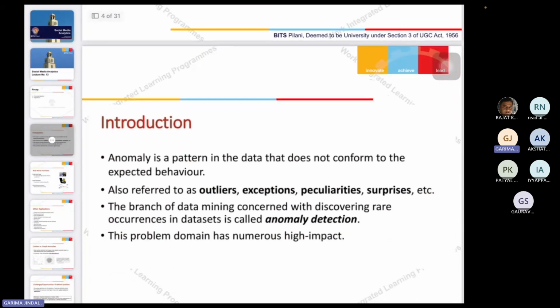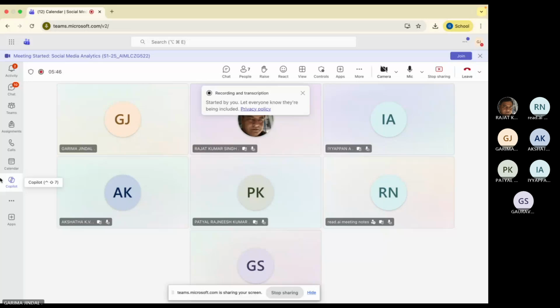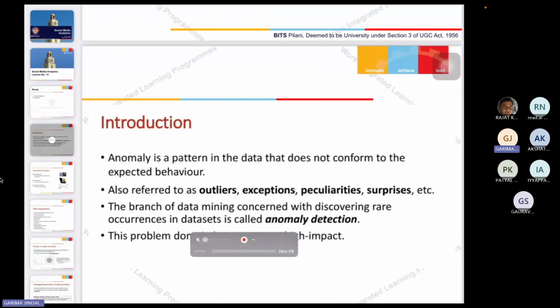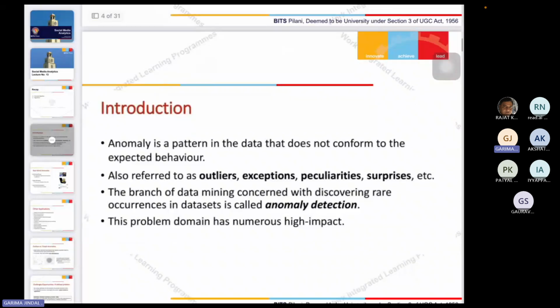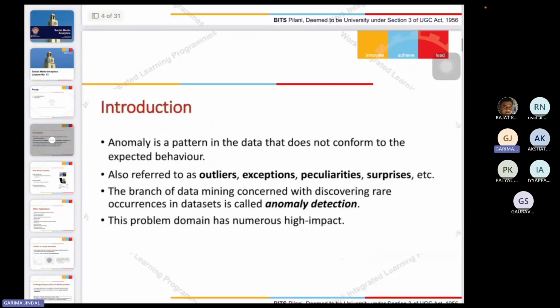Okay, so these were the definitions that we covered in our last class. So firstly, I hope I'm audible to everyone and my screen is visible. Okay, so firstly, let us discuss what is an anomaly.